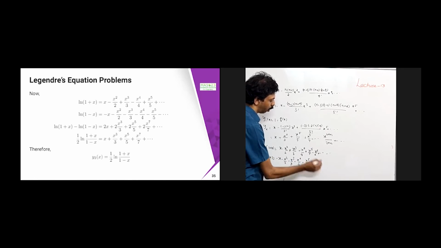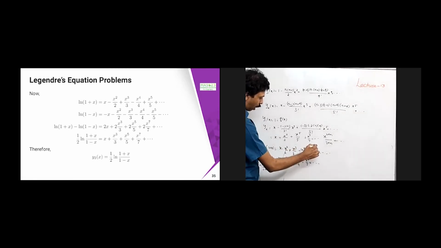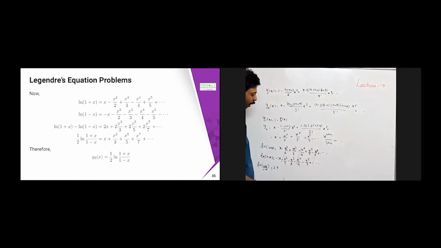Now if I subtract these two terms, I am going to get ln of 1 plus x divided by 1 minus x. If I subtract, these two get cancelled, these two get cancelled, all the even powers get cancelled, and the remaining I am going to get 2x plus 2x cube by 3 plus 2x power 5 by 5 plus 2x power 7 by 7, etc.